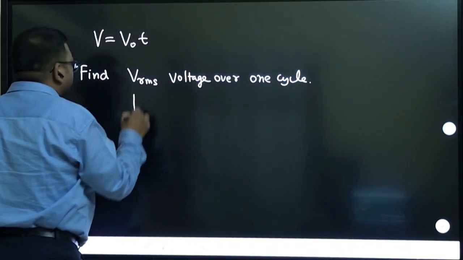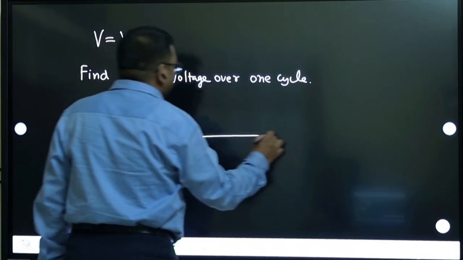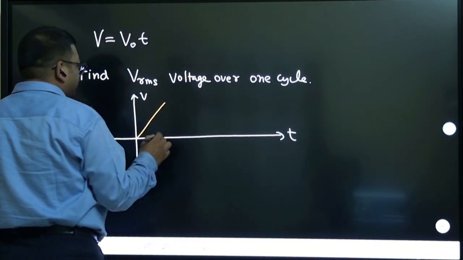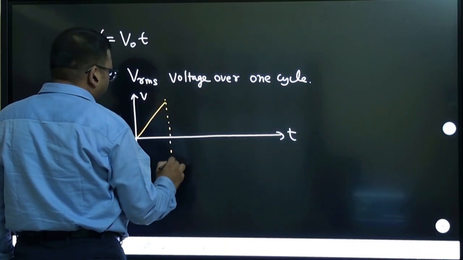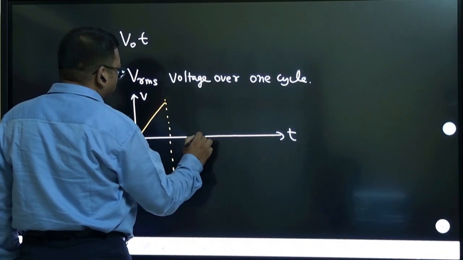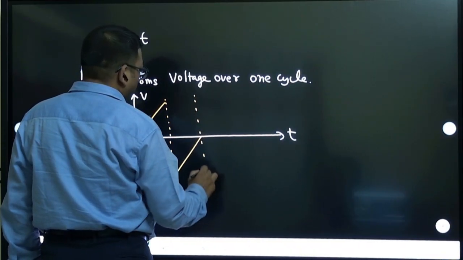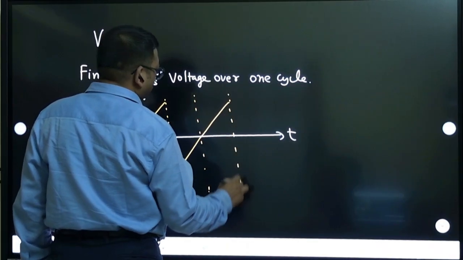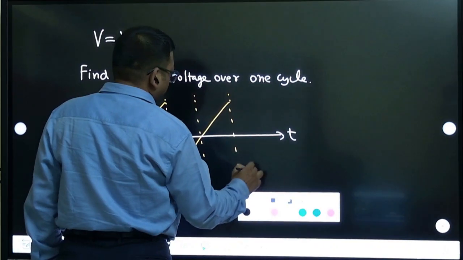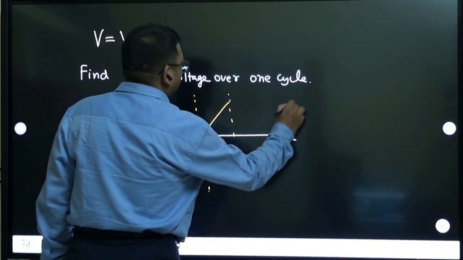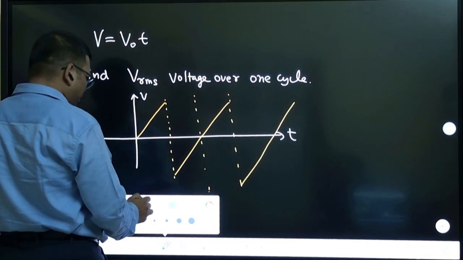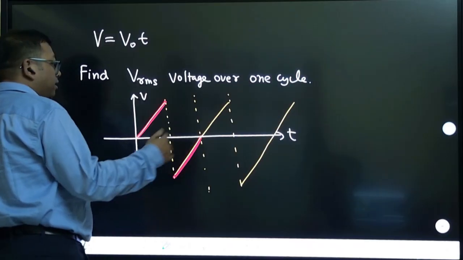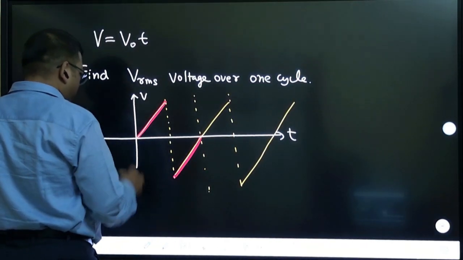I will draw the graph to show you. This is the V graph versus time, and the graph is like this. After that it becomes like this, and after that it continues like this, then it continues like this continuously. So if you talk about one cycle, this is your one cycle, here it is positive, after that this is the next cycle, after that it continues. So this graph is given.